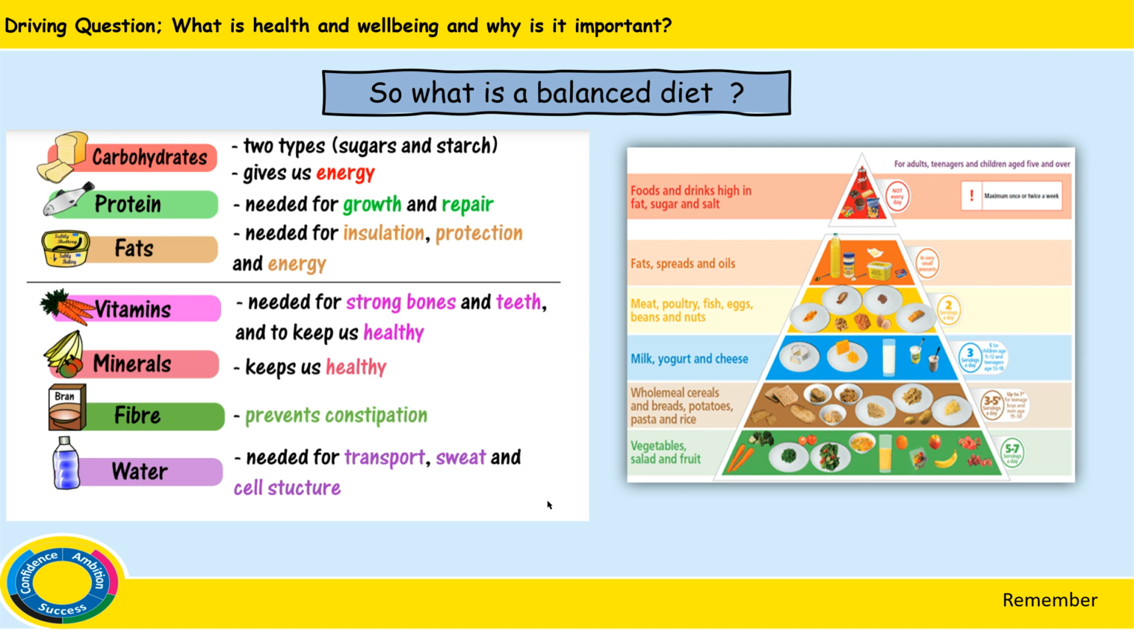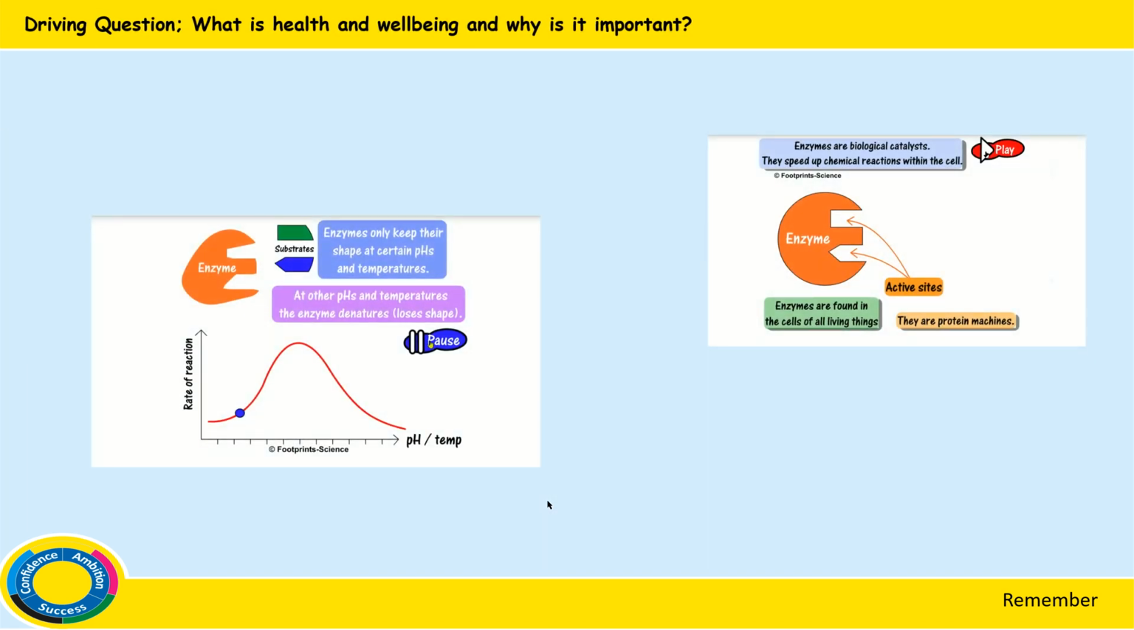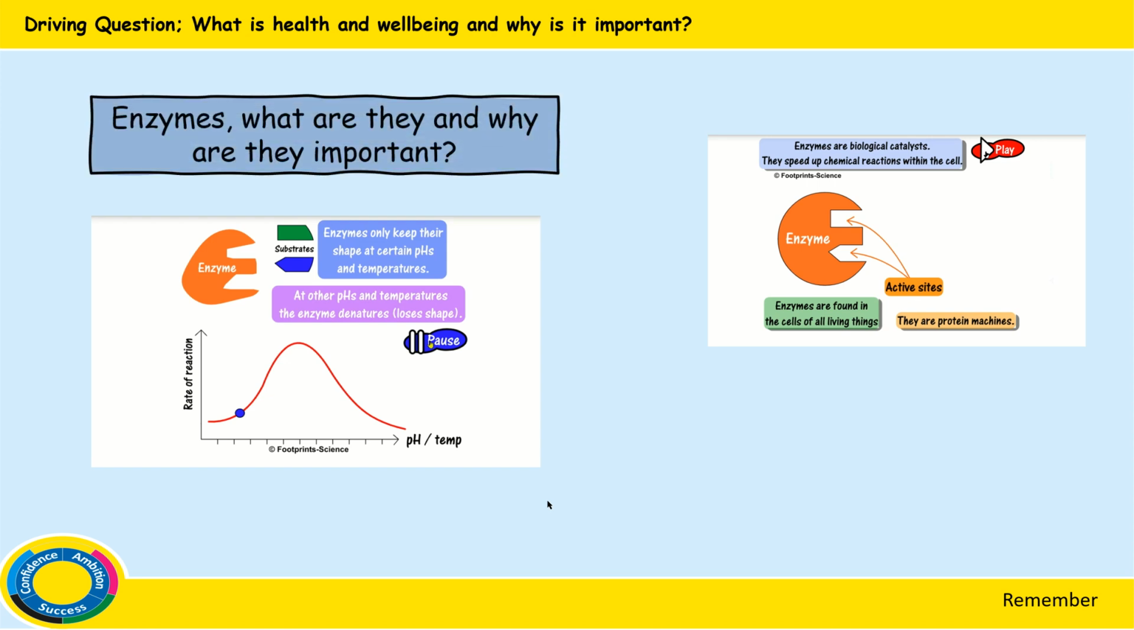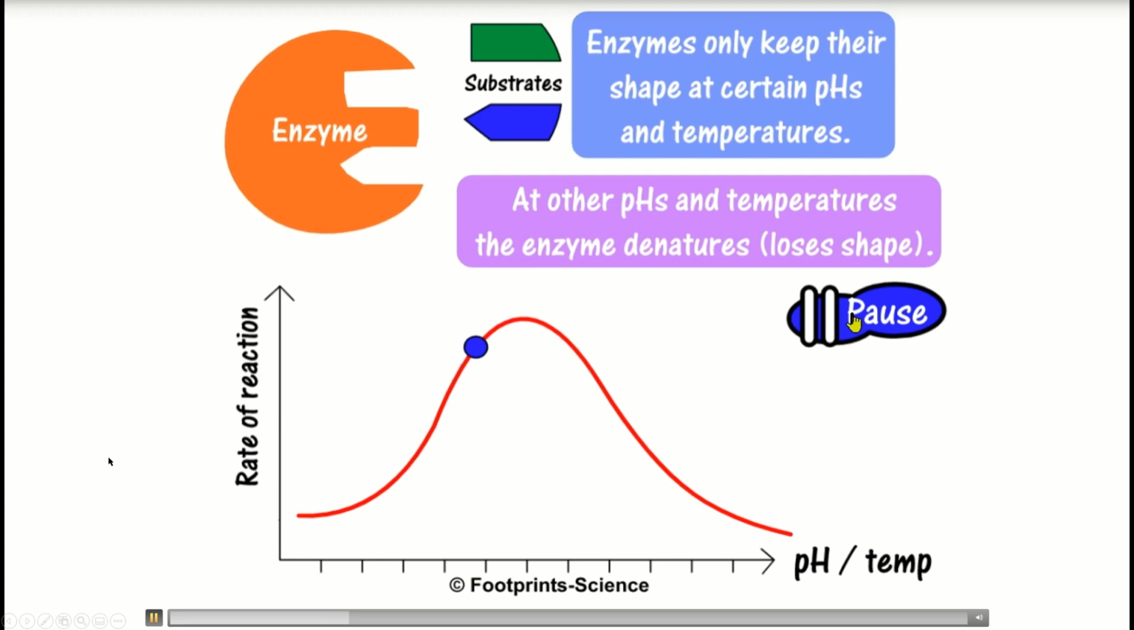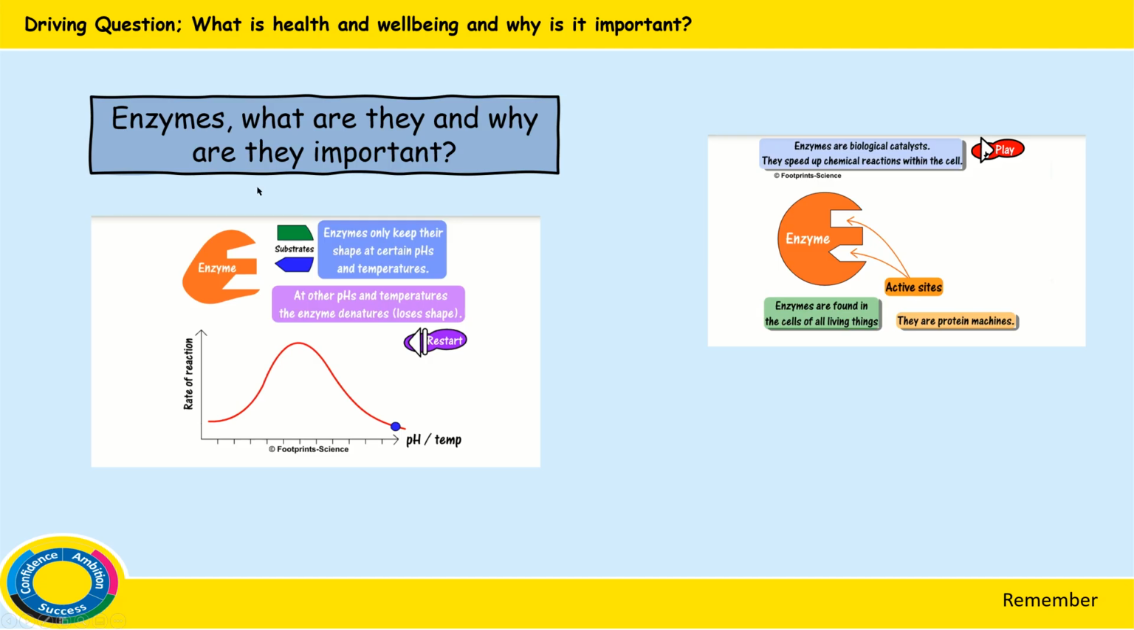Okay, so moving on to our next remember slide, we are looking at enzymes and why they are important. So 2 animations here for you. The first one is about rates of reaction and the second one is about active sites. So we're going to start with rates of reaction. Look what happens to the enzyme when our temperature or pH changes. So our enzyme there, perfect, starts to denature. Okay, so it's now denatured.